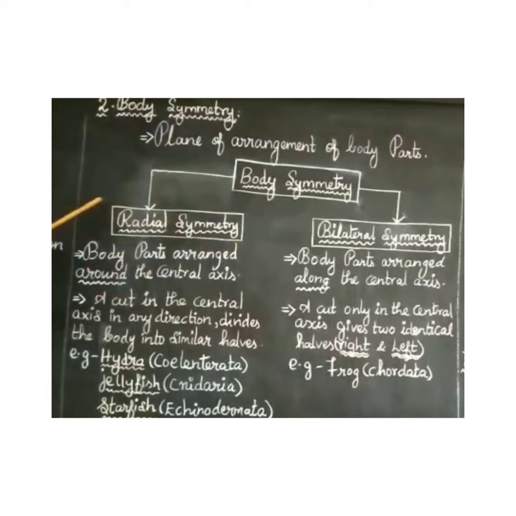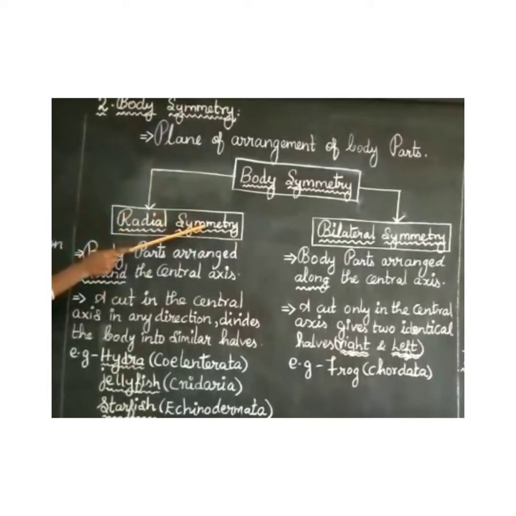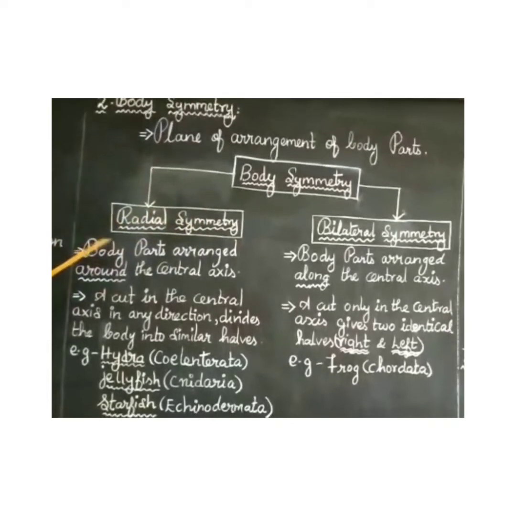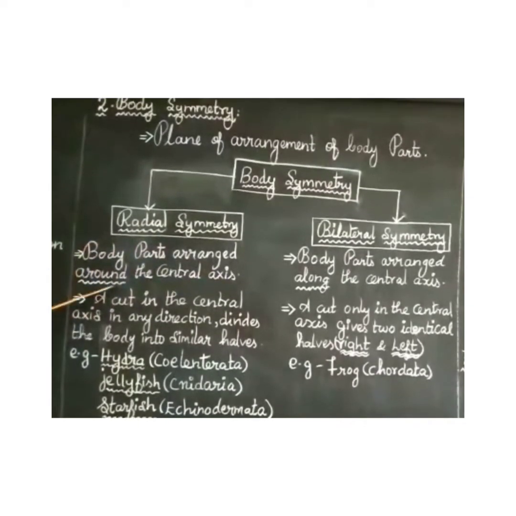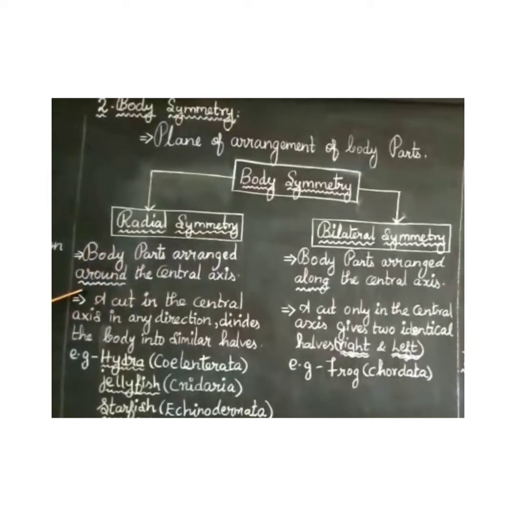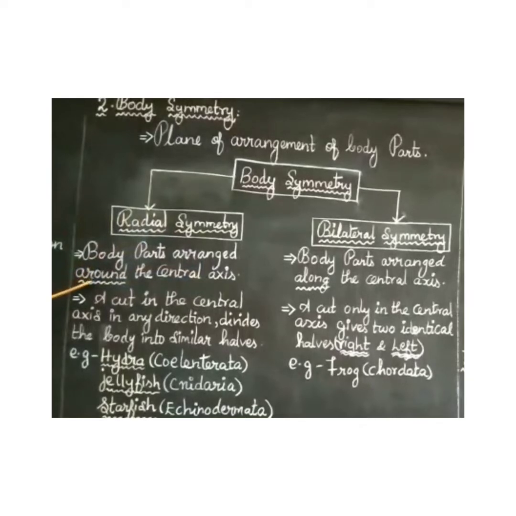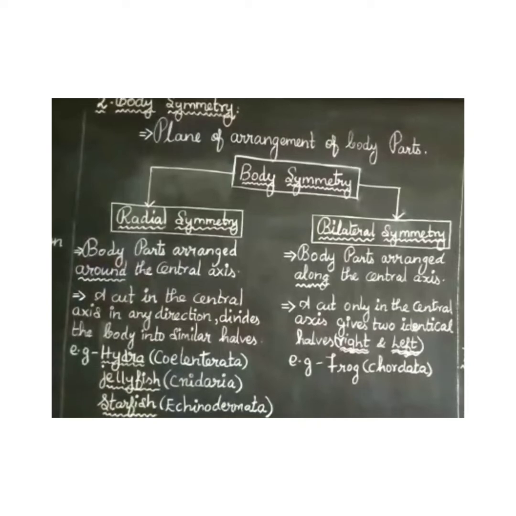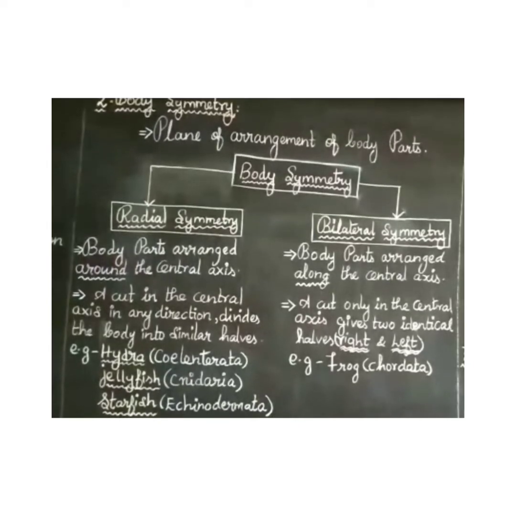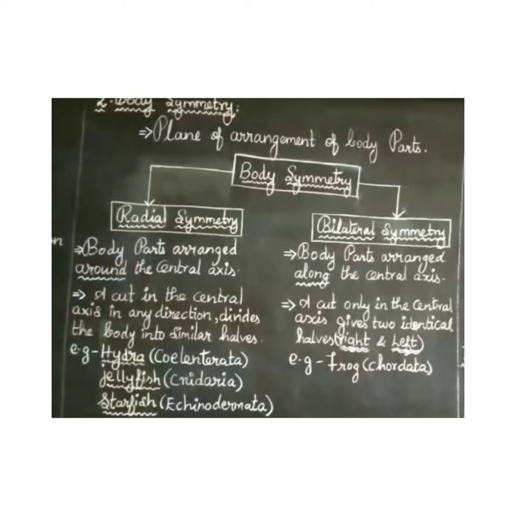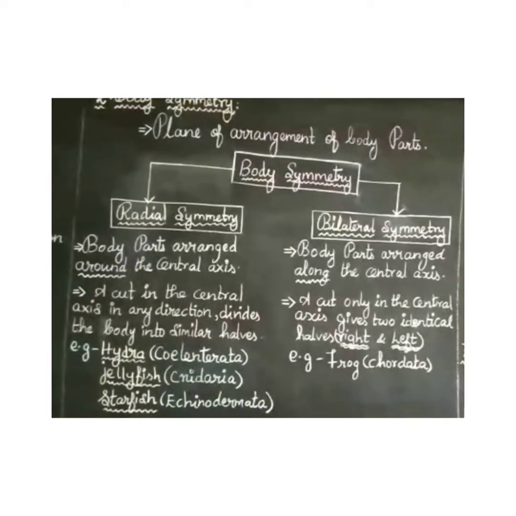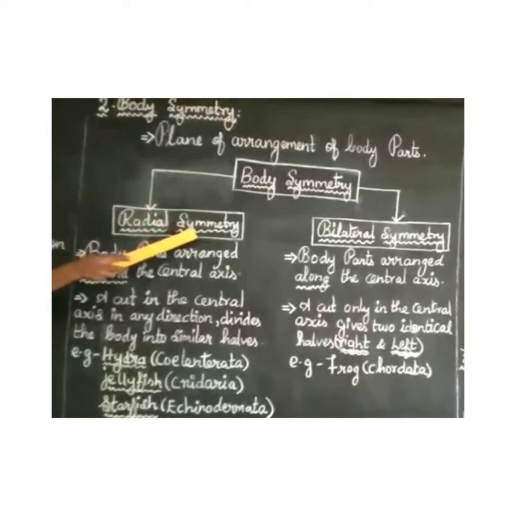Now we are going to see what is meant by radial symmetry. That is, body parts arranged around the central axis. The word around is very important because there are 2 types of body symmetry, and a slight difference is here: it is around. Each and every body has a central line, which is called the central axis. A circular arrangement of body parts along the central axis is called radial symmetry.